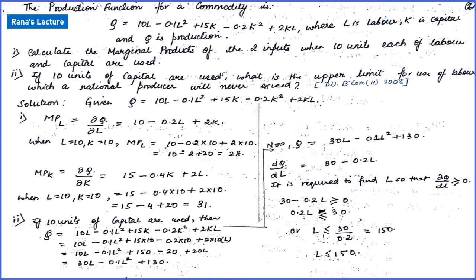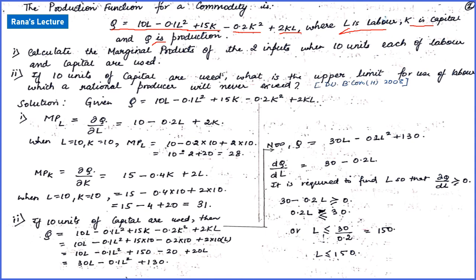So look at this question. The production function for a commodity is given: Q, that is quantity, is equal to 10L minus 0.1L square plus 15K minus 0.2K square plus 2KL, where L is labor, K is capital, you know this, and Q is the production, right? This is a production function which is given in terms of both labor and capital.